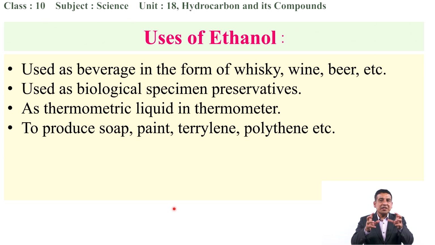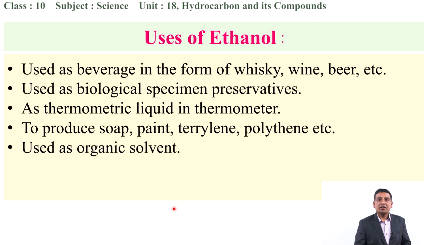We use different types of synthetic clothes like terylene. So, the monomer or the raw material to prepare terylene is ethanol. Not only this, to purchase something going into the markets, we use polythenes. These polythenes are also the polymer of ethene, that is, ethene is obtained from ethanol. So, another use of ethanol is to prepare polythenes.